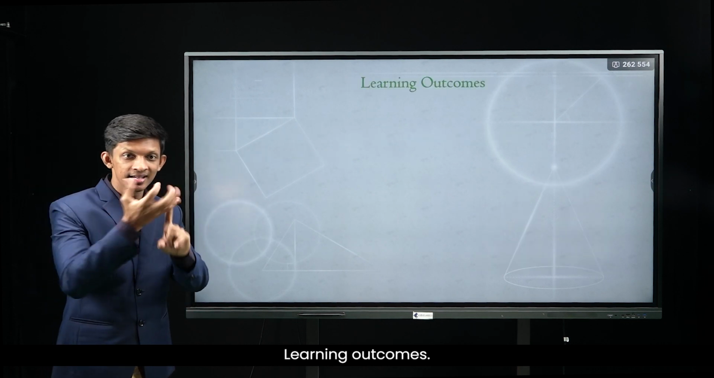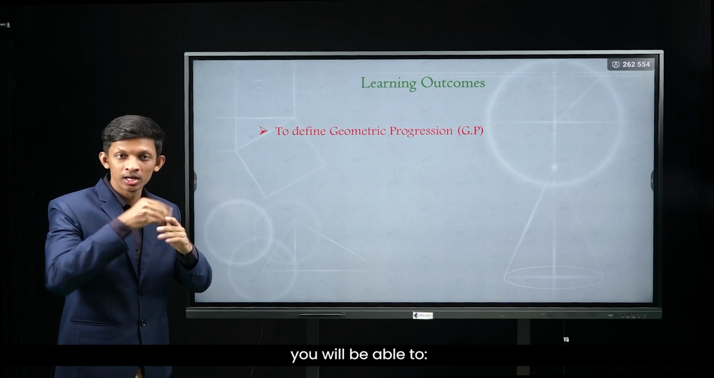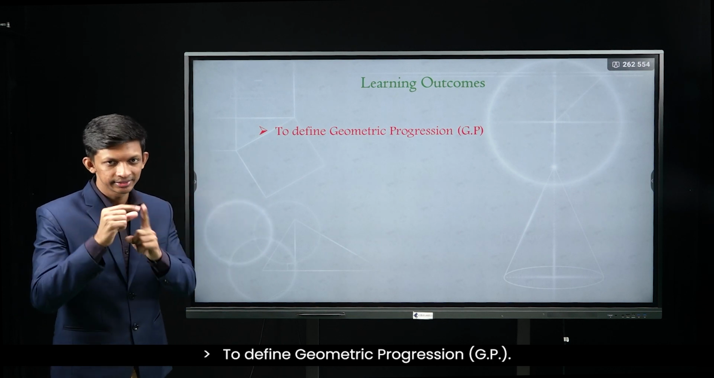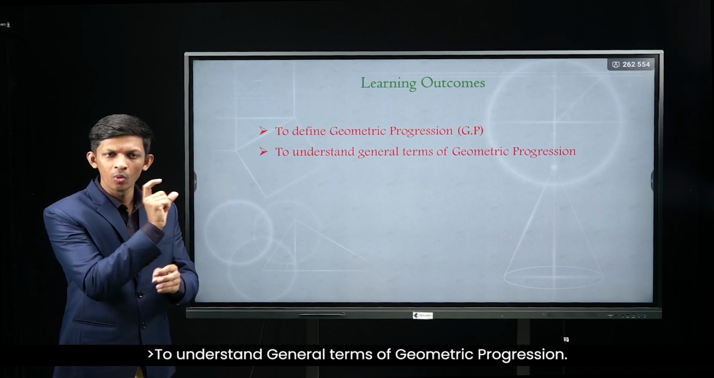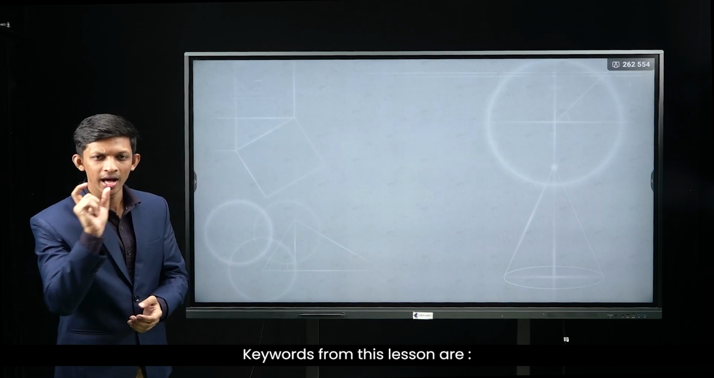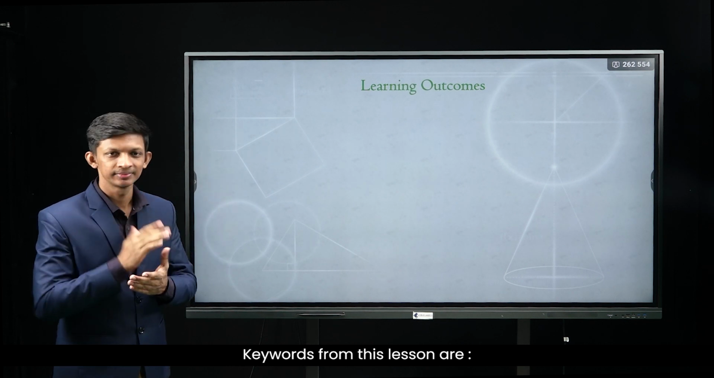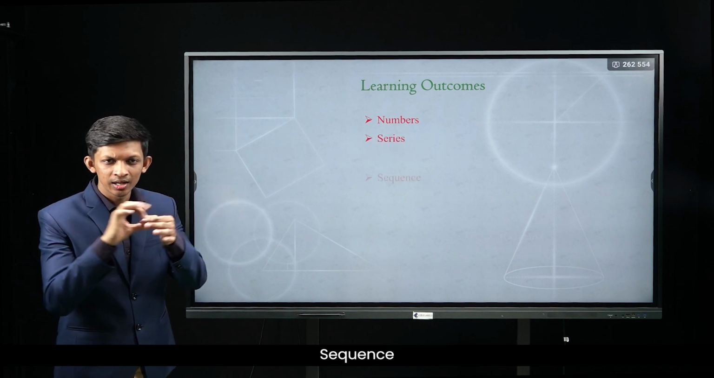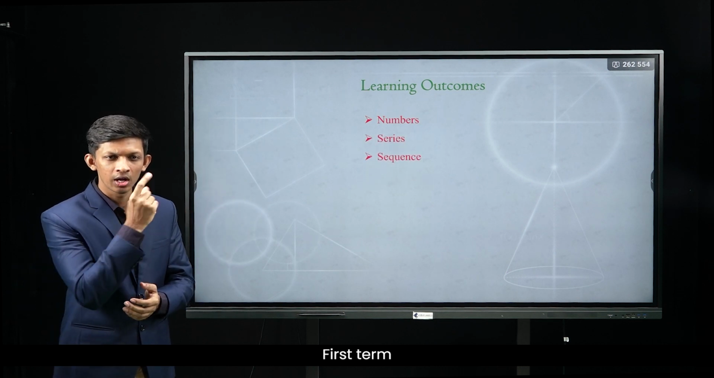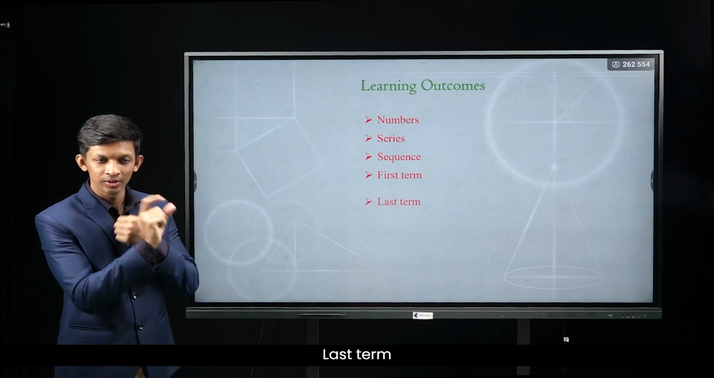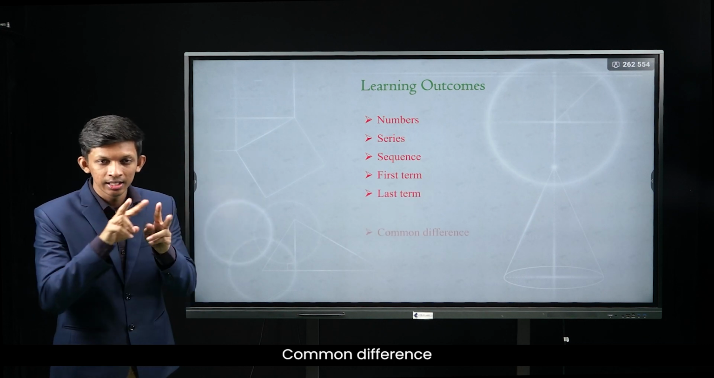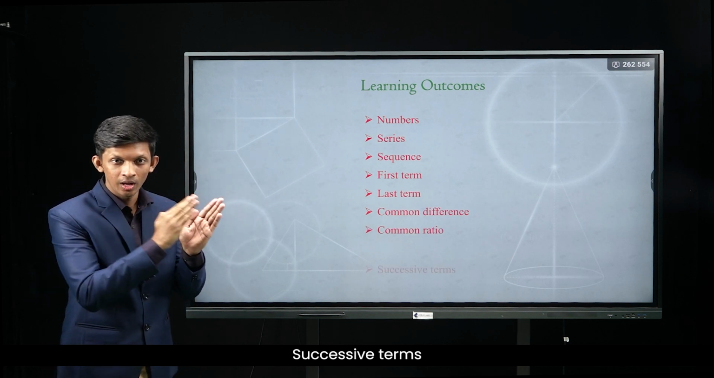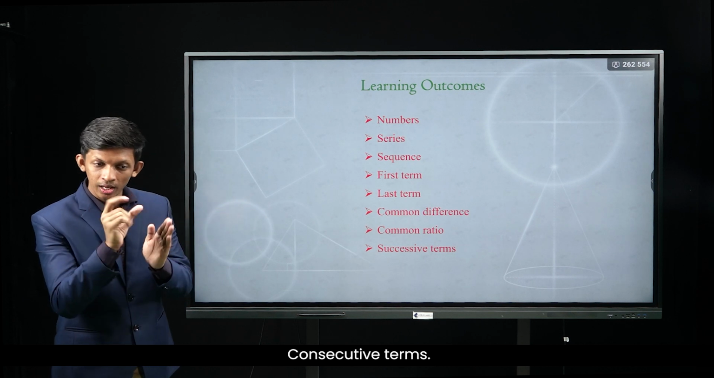Learning outcomes. After the completion of this lesson, you will be able to define geometric progression and understand the general term of geometric progression. Keywords from this lesson are: numbers, series, sequence, first term, last term, common difference, common ratio, successive terms, consecutive terms.